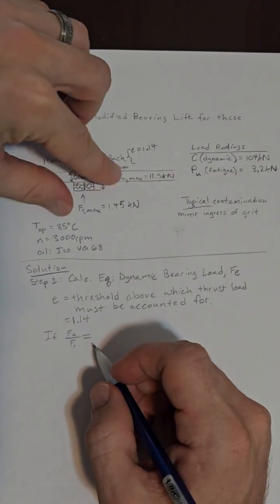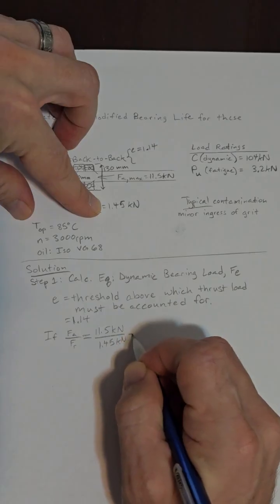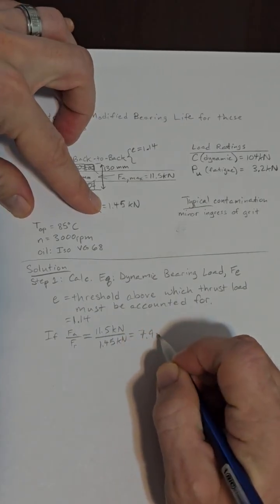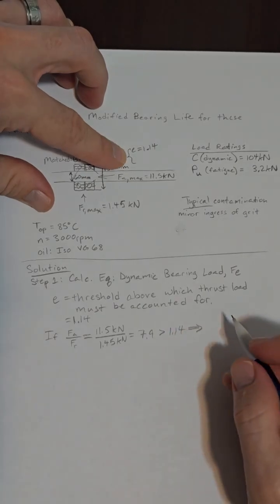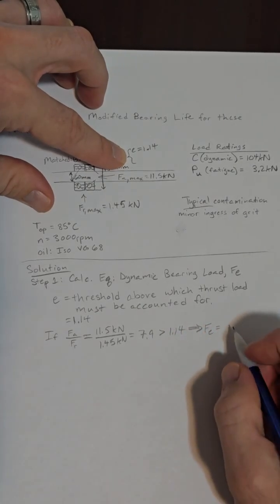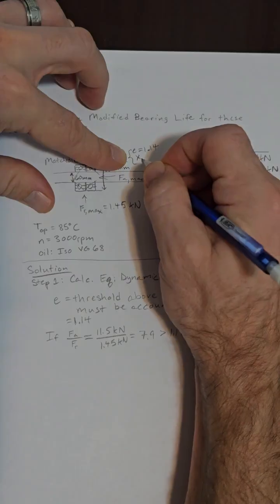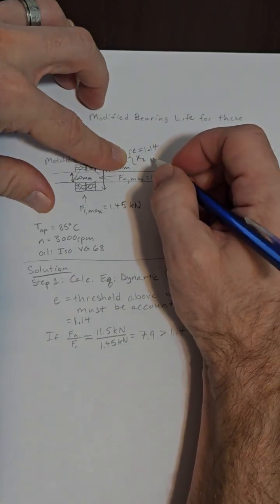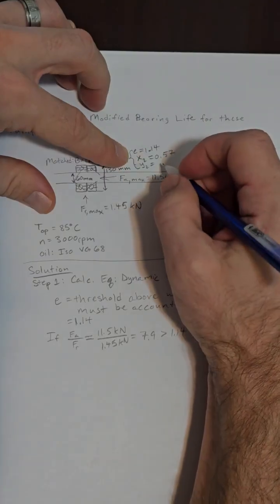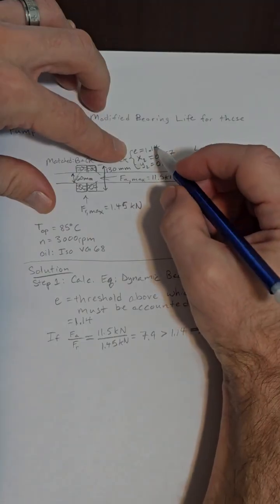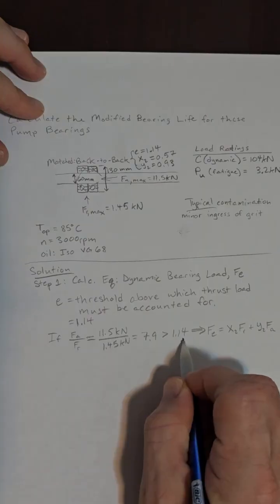Our F sub A, where was it? Here, 11.5 kilonewtons. Our F sub R, 1.45 kilonewtons, which gives us a value of 7.9, which is greater than the E value of 1.14. Therefore, we're going to use the equation that the equivalent load equals X2 times the radial load plus Y2 times the axial load. Those values have to be given as well. X2 here is 0.57 and Y2 equals 0.93. Now, if the value was less than 1.14, we would have used Y1, which is 0.55. But it's not. It's greater than 1.14.